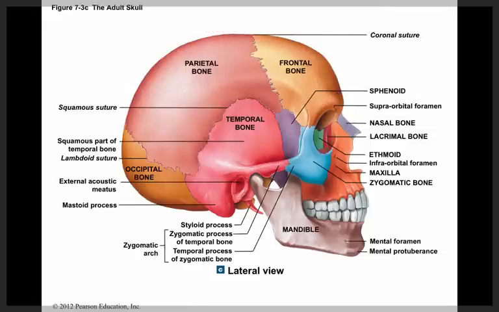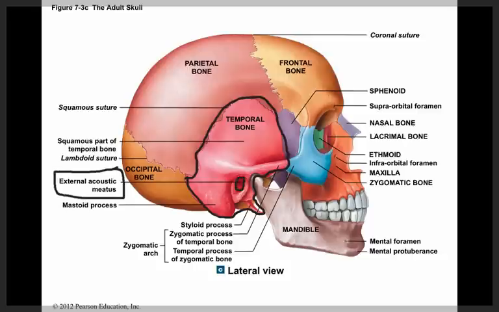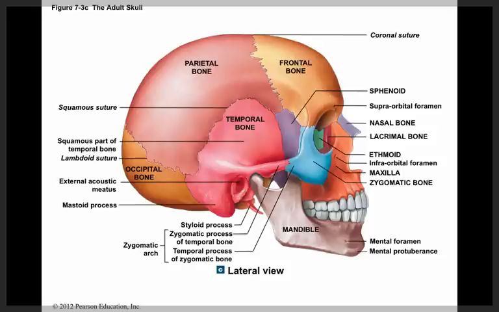We'll start by looking at the temporal bone. Again, this is the bone that's found on the side of your head, and we know that the ear opening is housed there. The opening to the ear is called the external acoustic meatus, so that is found in the temporal bone. Another structure that's found in the temporal bone is this large projection just posterior to that external acoustic meatus, and that is called the mastoid bone.